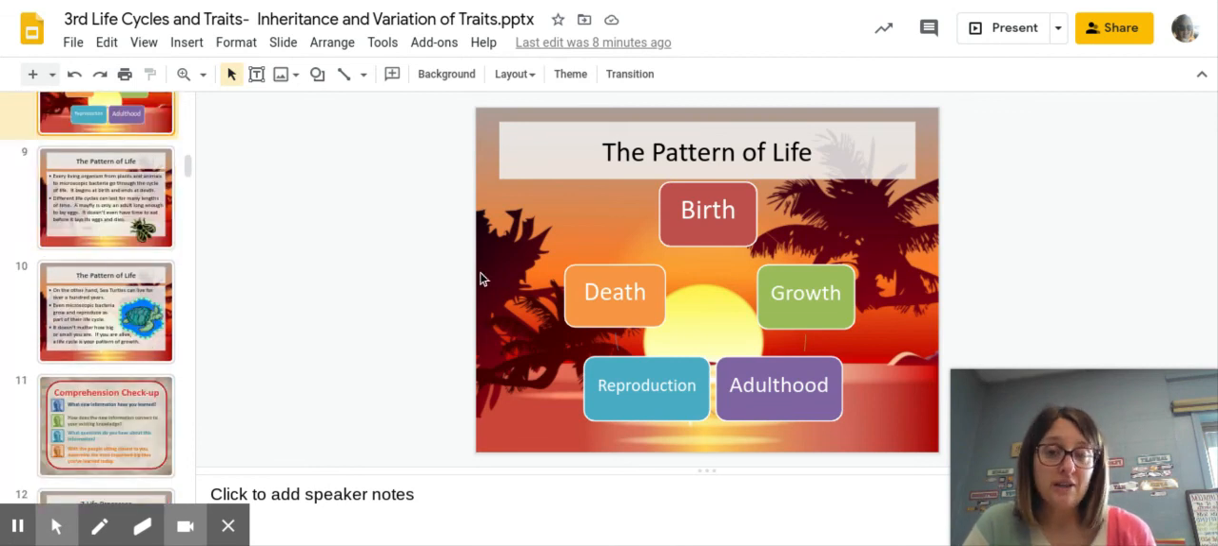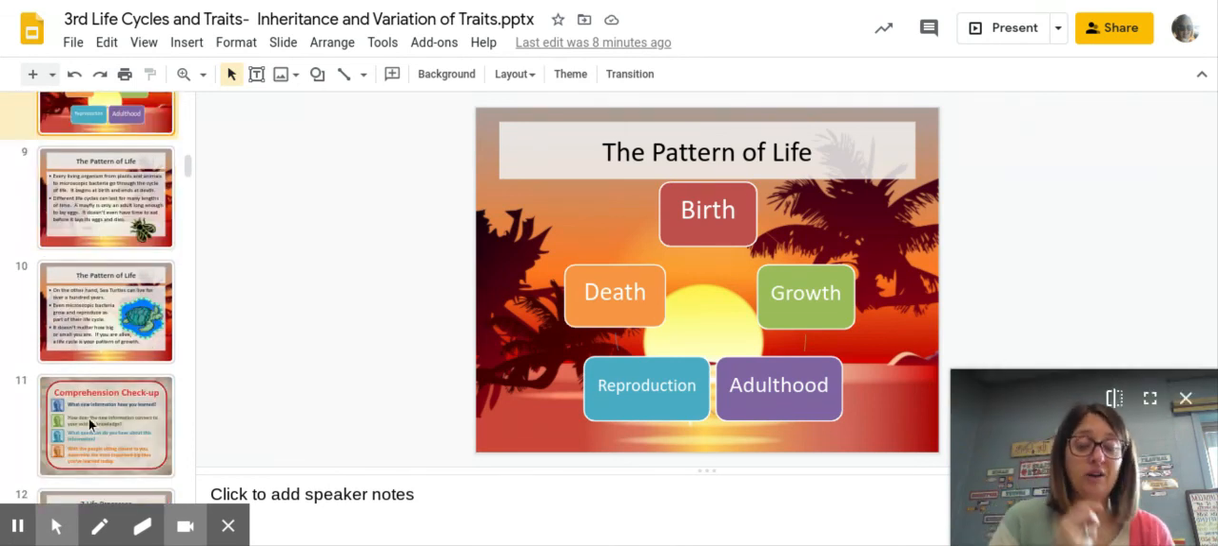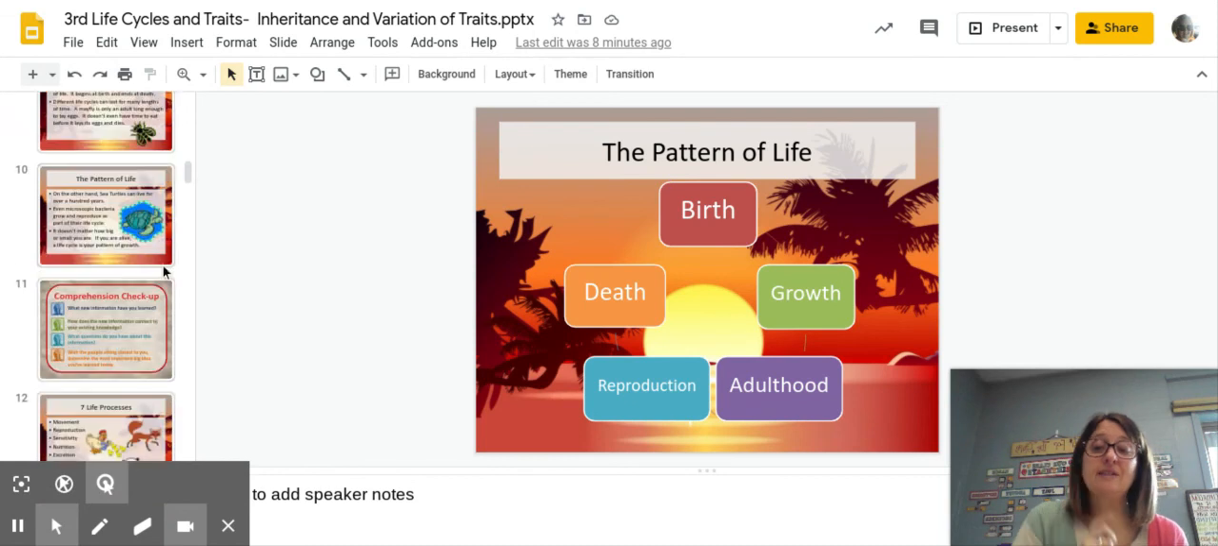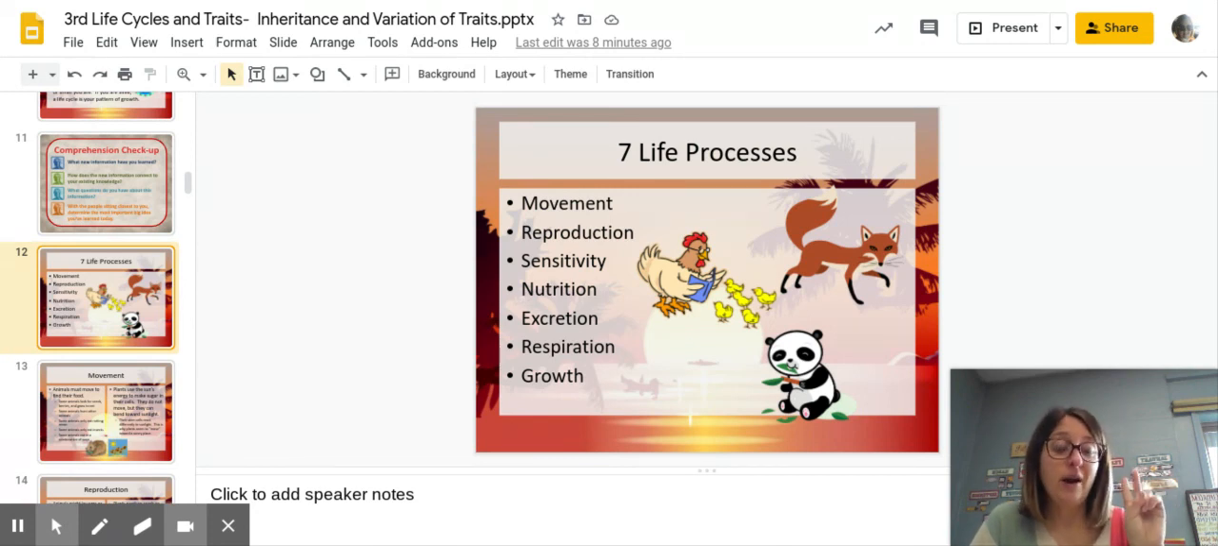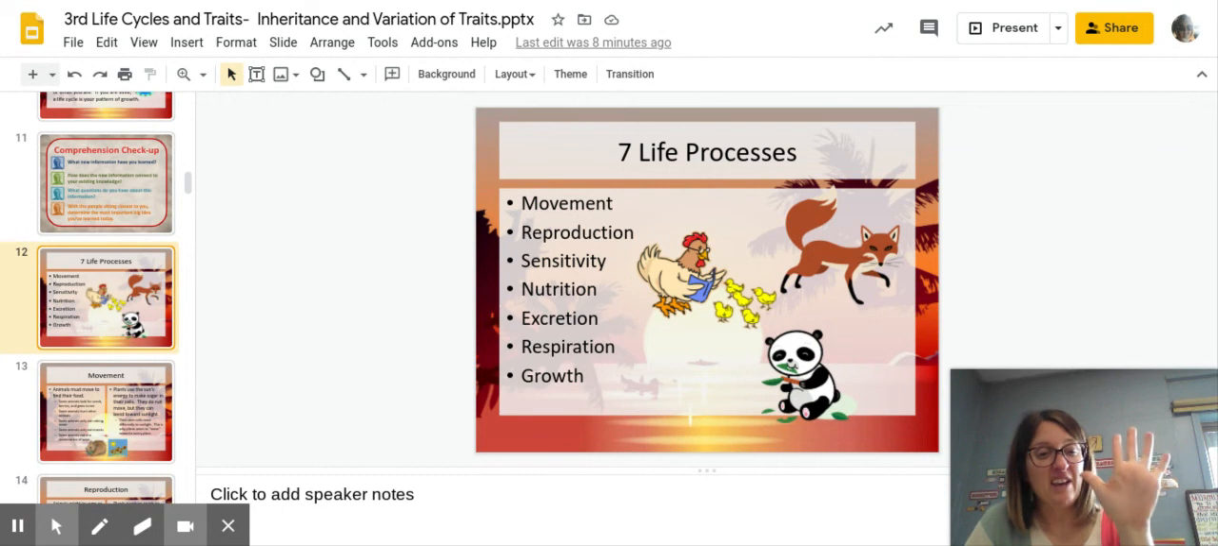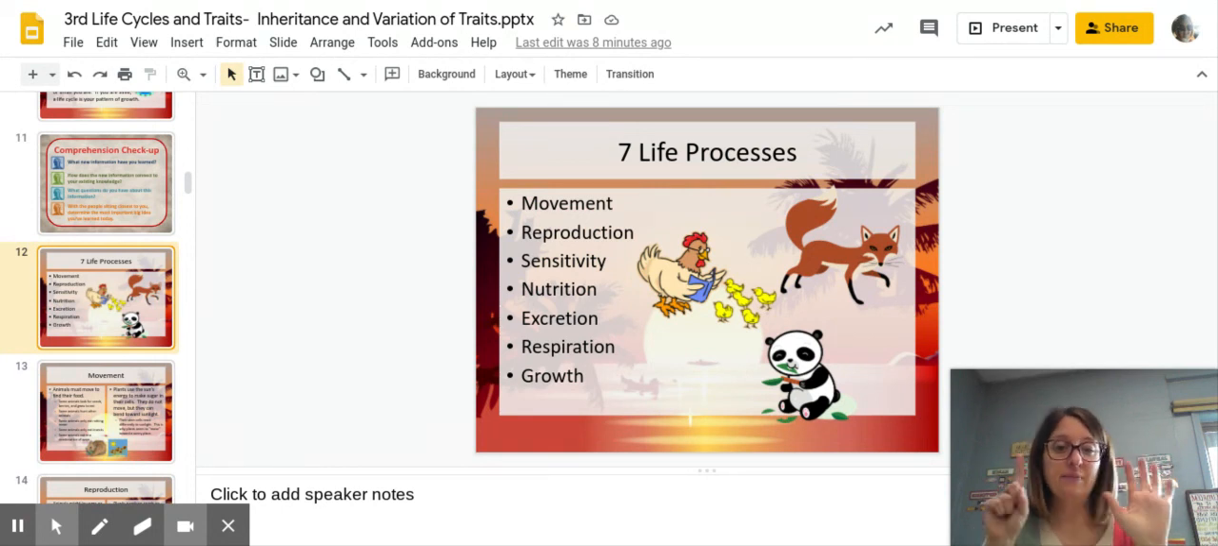But regardless of where they are in this pattern, all living things follow the same 7 basic life processes. They are able to move for food and water, or for other reasons to escape predators. They are able to reproduce. They are sensitive to the environment around them, so they change and adapt. They need food or nutrition. They get rid or excrete waste. They breathe with respiration, and they grow.